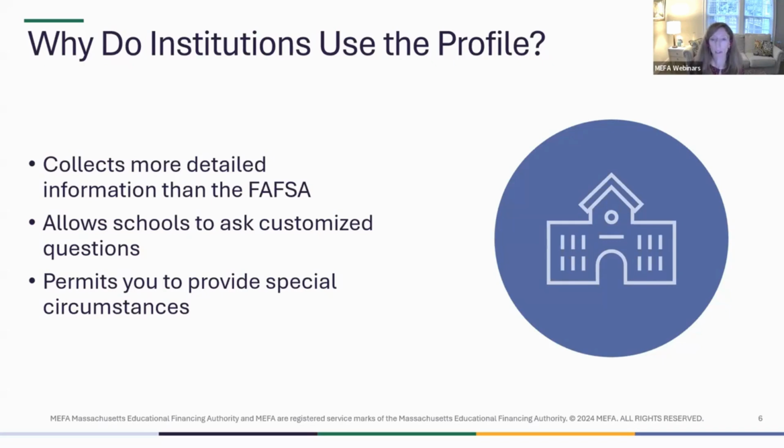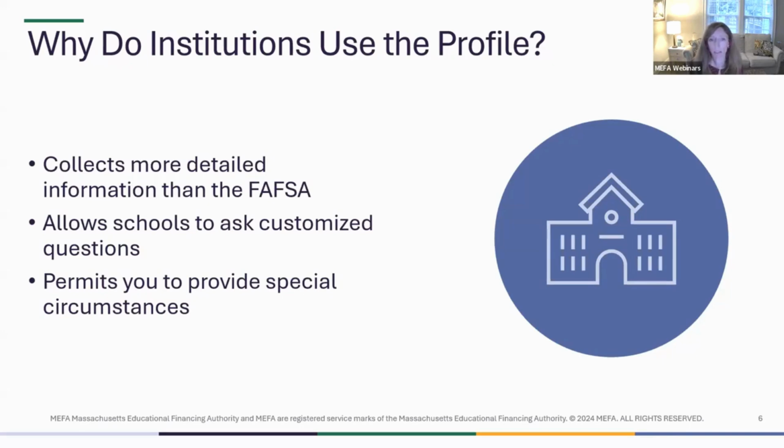It also allows colleges and universities to ask customized questions. So if I'm a university and I really want to know a detail about families that's not already in the listing of Profile questions, I can add that as a supplemental question. And you'll see that when you're filling out the Profile, that ABC University decided to add this question. When you answer it, your answer is only going to go to that university, and they'll then use that information when they're assessing your eligibility for financial aid.